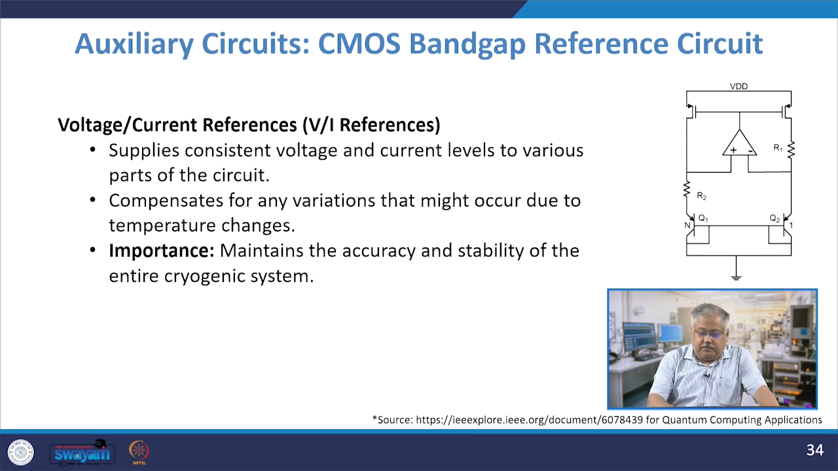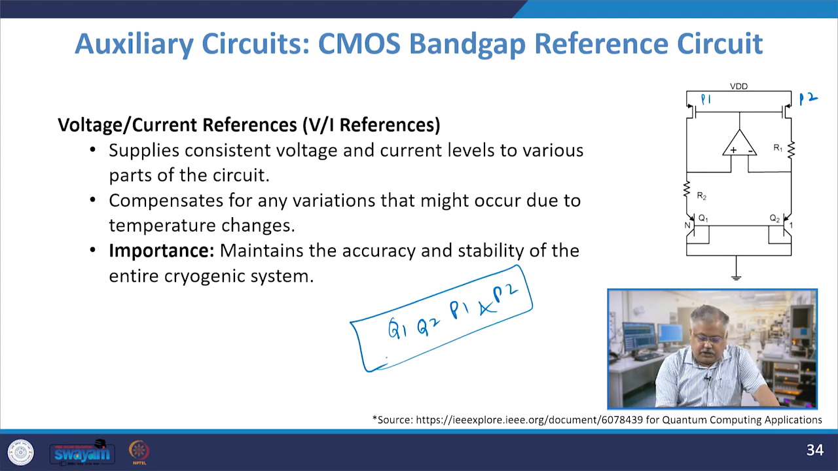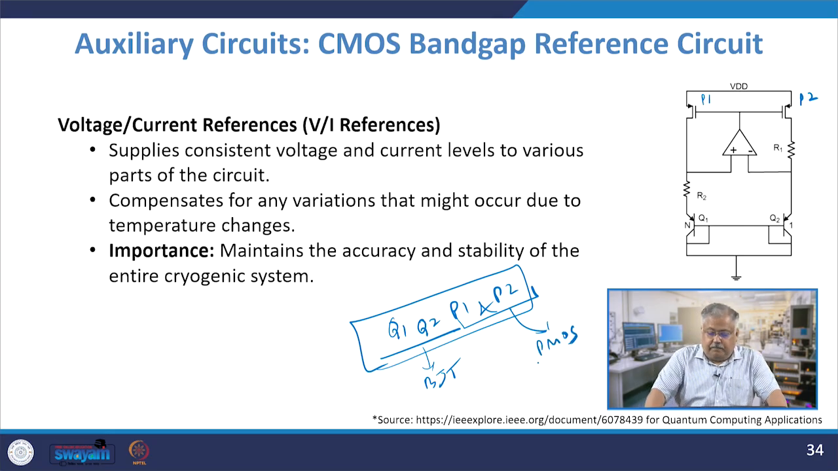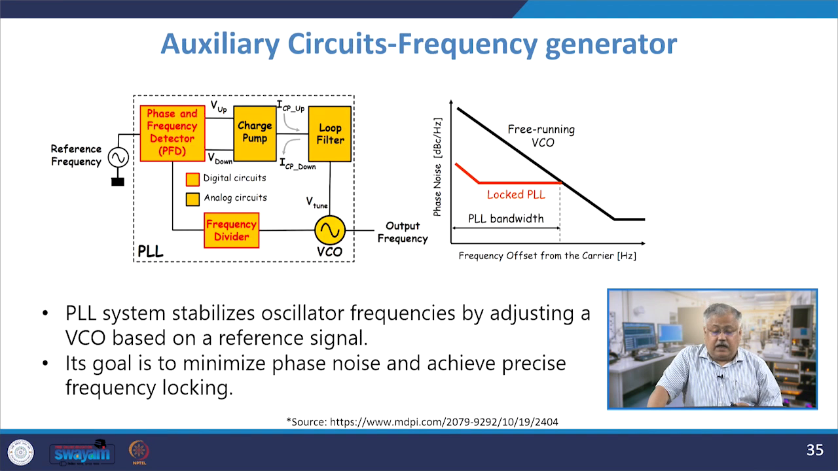And this is basically a BJT BiCMOS technology. So, I have BJTs at the top, Q1 and Q2, and I have PMOS loads, P1 and P2. So, there are 4 transistors available. Q1 and Q2 are BJTs, bipolar technologies, and P1 and P2 are your PMOSs, which are responsible for maintaining the stability. Why is it important? It is to maintain a fixed temperature at the output side, current or voltage at the output side.